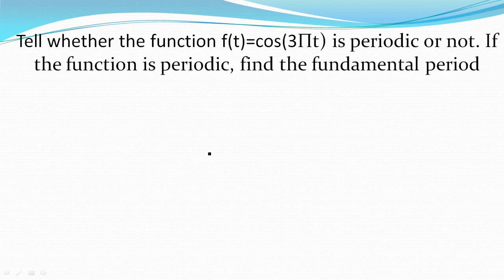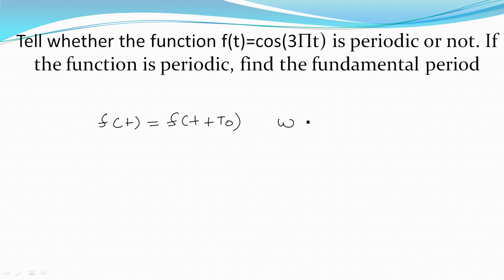So let's tell whether the function f of t equals cosine 3 pi t is periodic or not. If the function is periodic, find the fundamental period. So check muna natin yung periodicity ng cosine 3 pi t. So from the definition, f of t is said to be periodic if equal siya pag nag-add tayo ng fundamental period dun sa domain. So kunin muna natin yung fundamental period ng cosine 3 pi t.